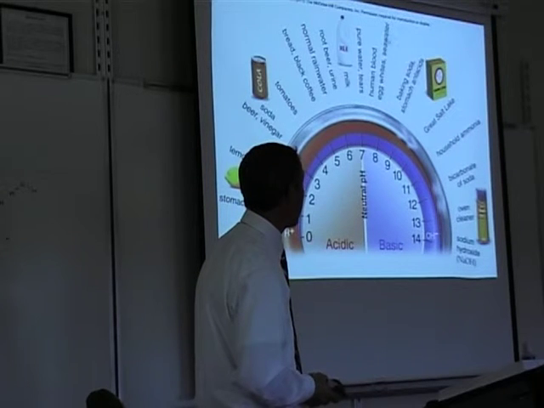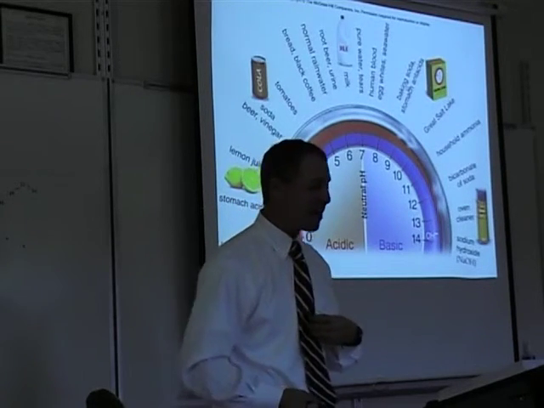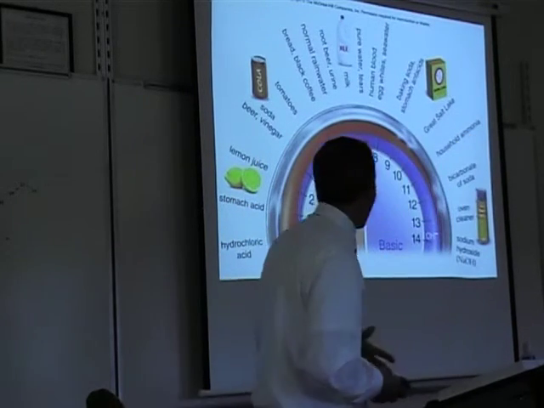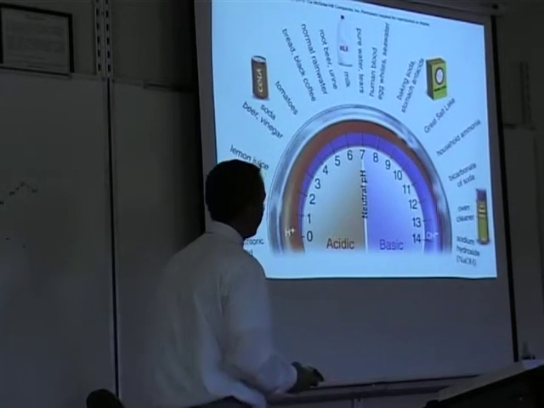Now, egg white and seawater are actually kind of basic. And baking soda, antacids. If you have too much acid in your stomach, you take an antacid, and it is basic, and that neutralizes the acidity.